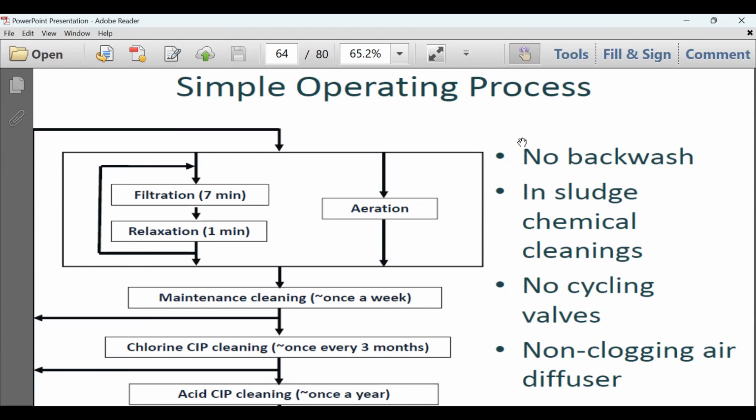Normally, chemical cleaning, if needed, is done once a week. Chlorine CIP cleaning is done once in 3 months. And acid CIP is done once a year.